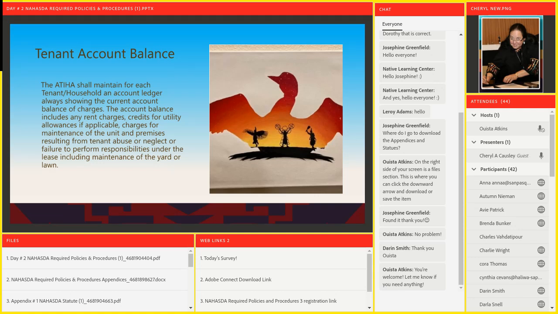Your tenant account balances, your TARs. The ATIHA shall maintain for each tenant or household an account ledger, always showing the current account balances of charges. The account balance includes any rent charges or homebuyer charges, the credits for utility allowances if applicable, charges for maintenance of the unit, premises, resulting from tenant abuse, neglect, failure to perform their responsibilities under the lease, including maintenance of the yard and the lawn.